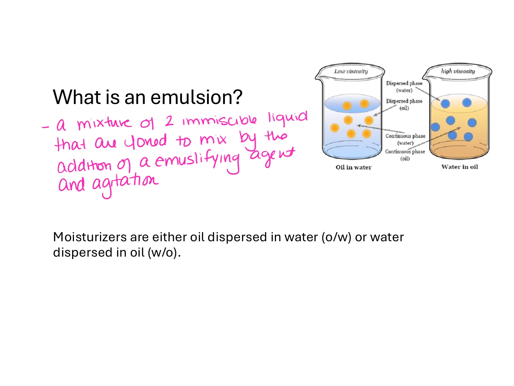Moisturizers are either emulsions where we have an oil dispersed in a water. Here's an example of an oil dispersed in a water, where the continuous phase is water and the dispersed phase is oil. You can see those. These are referred to as OW, oil in water. Or it can be water in oil, WO, where the little droplets you see are water, dispersed throughout an oil, okay?